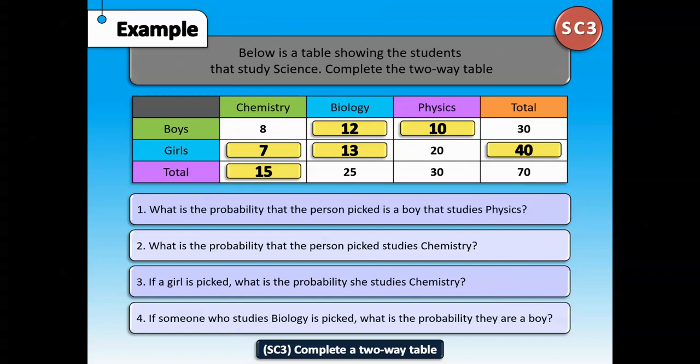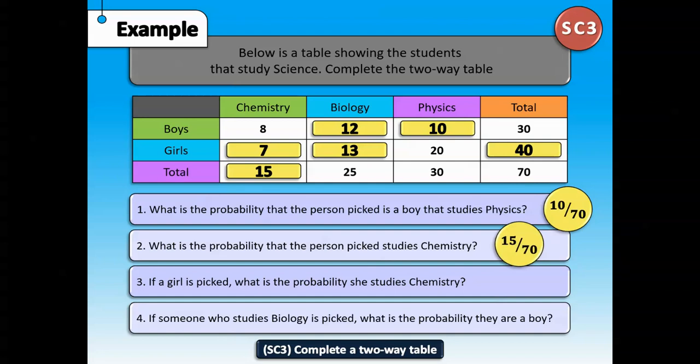What is the probability that a person picked is a boy that studies physics? So we have a look at how many boys study physics, and that's 10. So it's 10 out of 70. What is the probability that a person picked studies chemistry? Well, there's 15 people that study chemistry in total, so that's 15 out of 70.